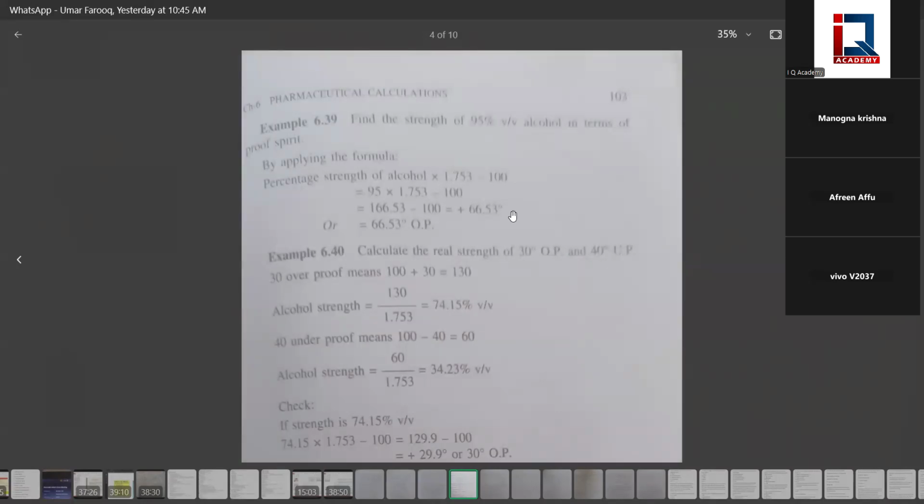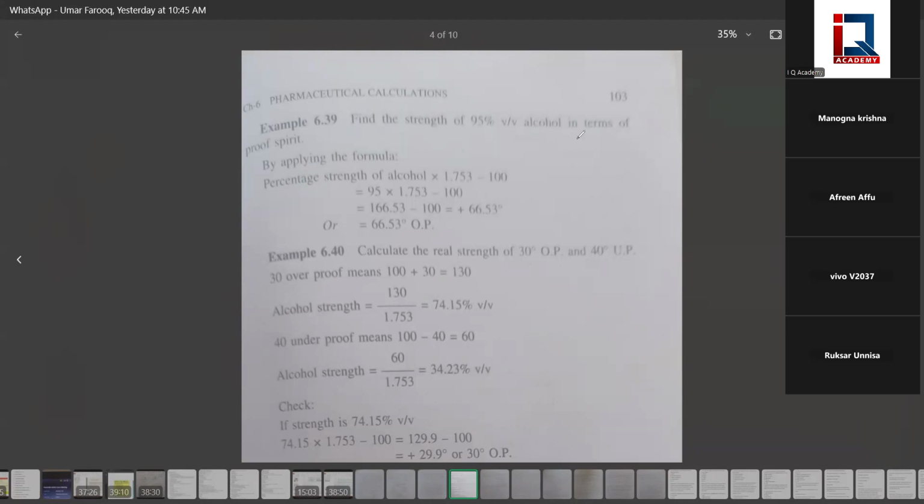We are going to have two formulas here, how to calculate underproof and overproof. First, you need to know what formula we are going to use. So the first step for this is adjustment of proof spirit. I'm writing it down; if possible, please note it down. First step, multiply the given percentage strength of an alcohol by 1.753.